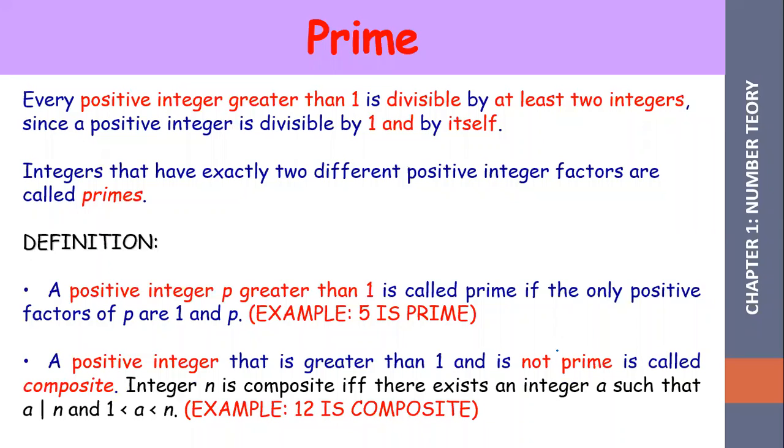For example, 2. 2 you can divide by 1, and you can also divide it by itself, 2. So how about 4? 4 you can divide by itself, divide by 1, and also divide by 2. So 4 is not a prime. A prime can only be divided by 1 and itself only.